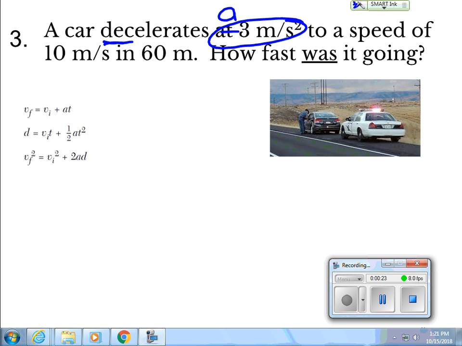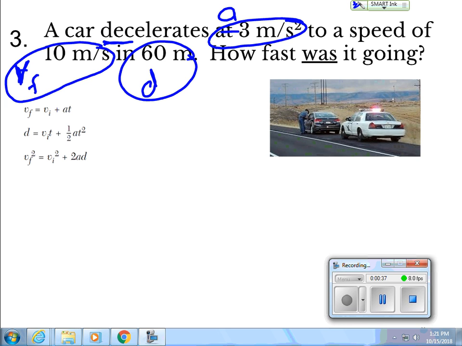To a speed of 10 meters per second. To a speed means it's a velocity, and it's final velocity. Your distance of 60 meters. And how fast was it going? This is going to be your initial velocity. So now you're going to list all your givens.